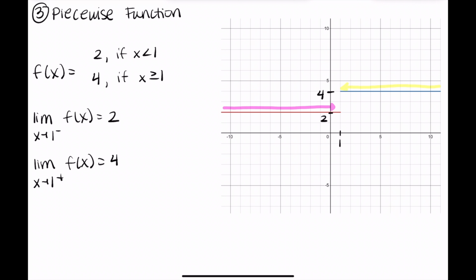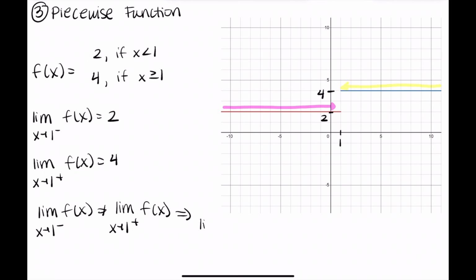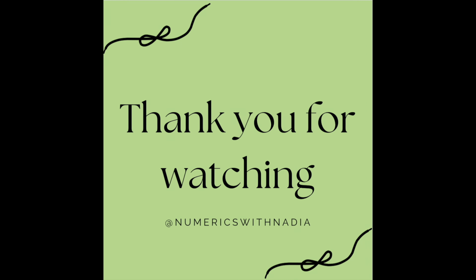So now looking at these two, we see that the limit as x approaches 1 from the left and the limit as x approaches 1 from the right are not equal to each other. And what does that mean? If the left and right limits are not equal, that means that the limit does not exist. So our answer for this piecewise function example would just be that the limit does not exist. That is our last example for our lesson today.